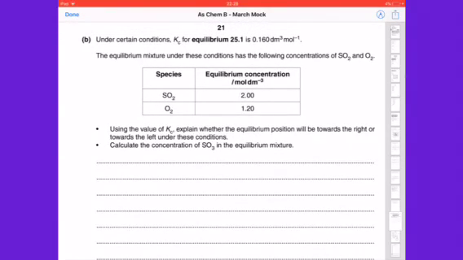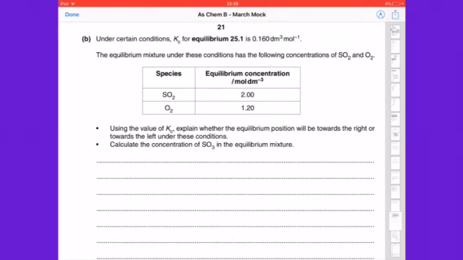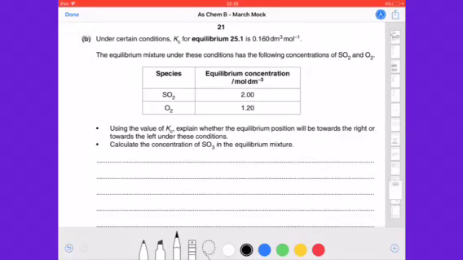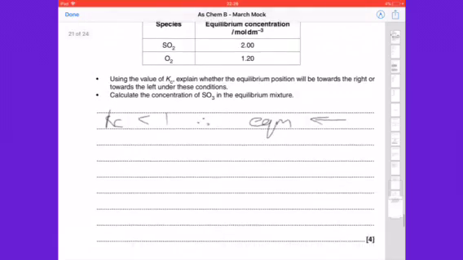In part B, again, because it's worth 4 marks, you do have a number of different steps that you need to do. The first of which is to calculate the value of Kc, and to use the value of Kc to explain where the position of equilibrium is. So Kc is less than 1, therefore equilibrium lies to the left. Then we need to do a calculation.